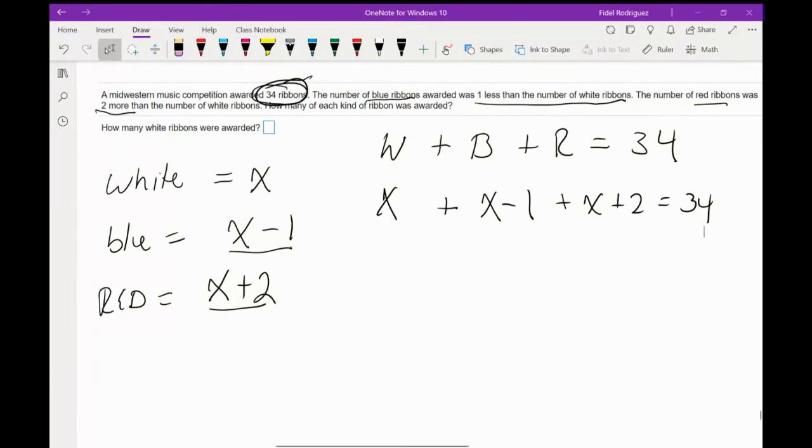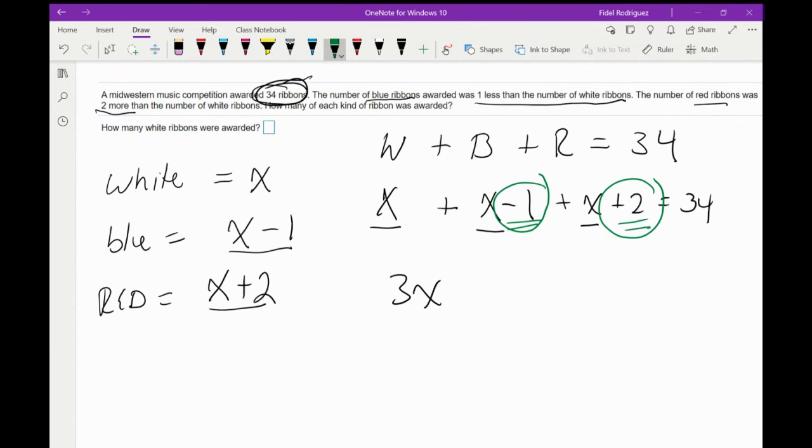So let's keep going. Now I'm going to combine my x's. So x, x, and x is 3x. The next part I need to worry about is my -1 and my +2. Remember, -1 means I owe you $1. +2 means I have $2. So if I run into you in the hallway and you say, give me the $1 that you owe me, and I give you that $1, wouldn't I still have $1 in my pocket?